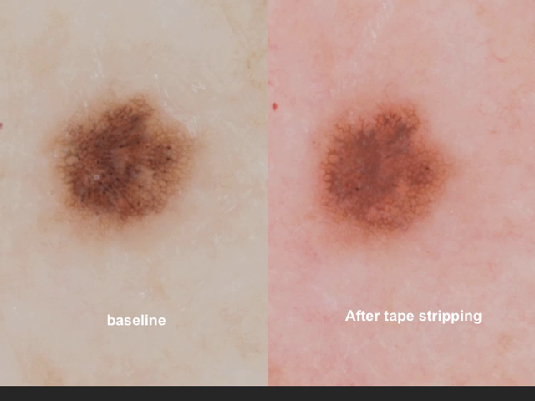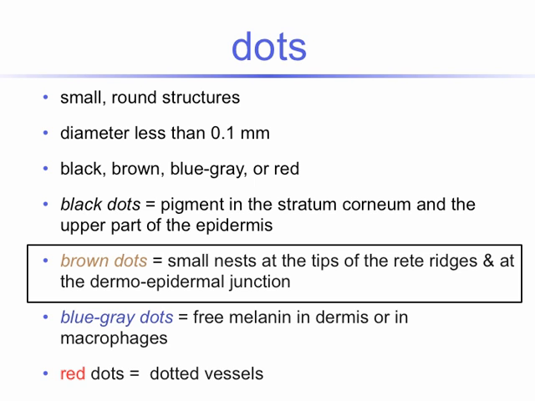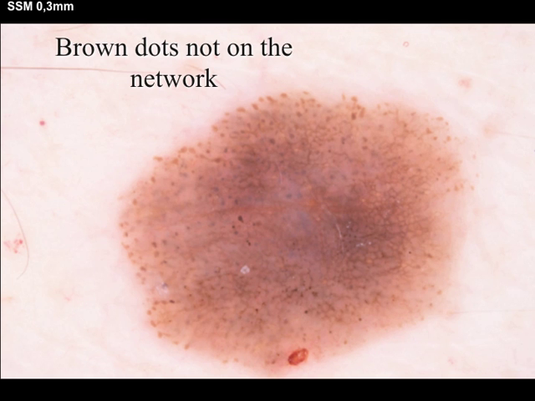On the left is a nevus with black dots. On the right is an image of the same nevus after tape stripping. Notice that most of the black dots have been removed via the tape stripping. Brown dots represent melanin in the epidermis below the stratum corneum. This lesion has numerous brown dots.